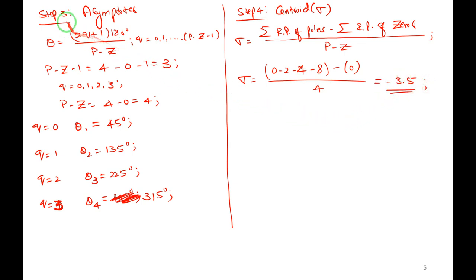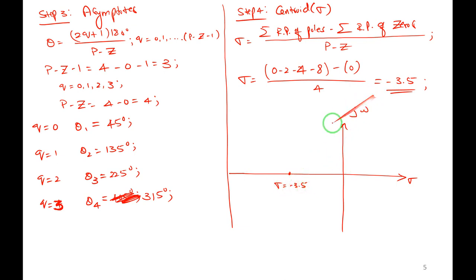Using step 3 and 4, we will try to draw the partial root locus indicating the centroid and asymptotes, with sigma and j omega axes. Sigma is -3.5. Let me look at only this much. So let me take sigma equal to -3.5, the centroid. Then I have to draw all these angles. Theta 1 is 45 degrees.